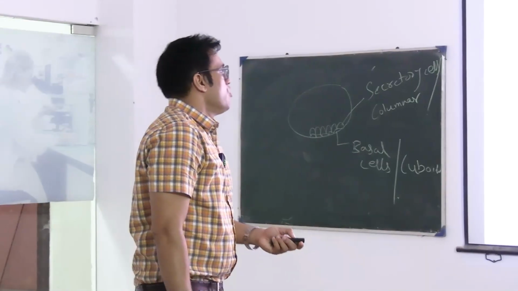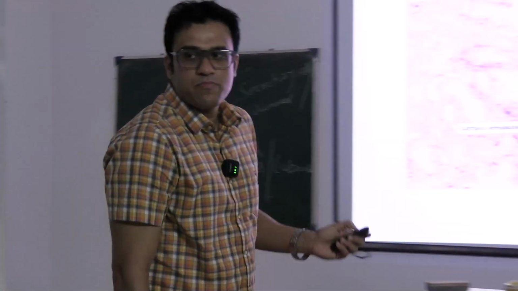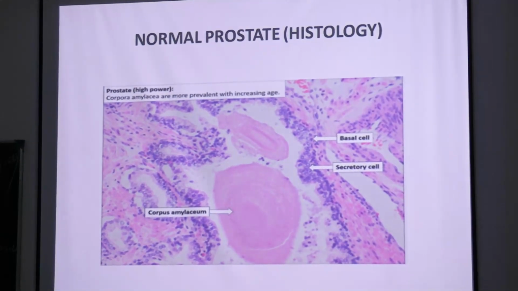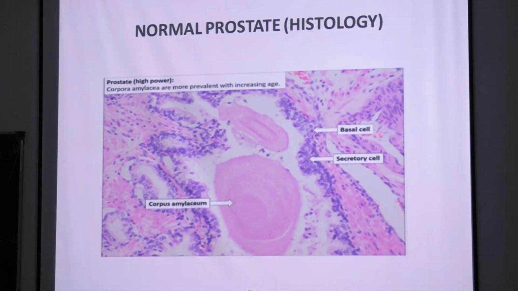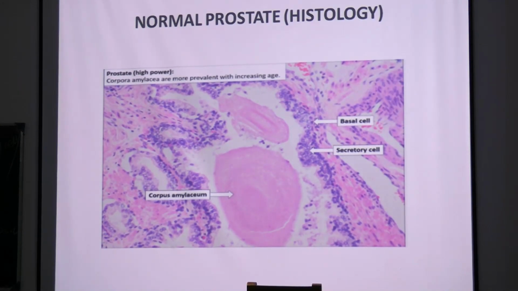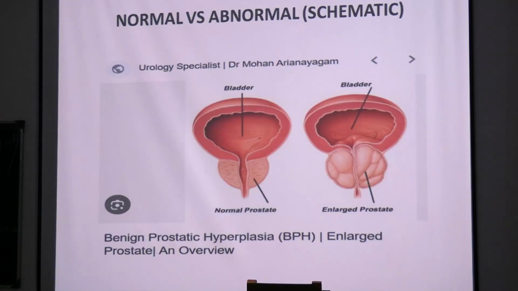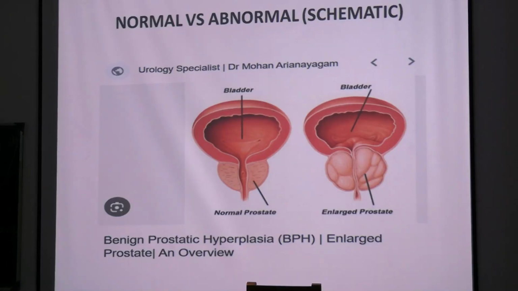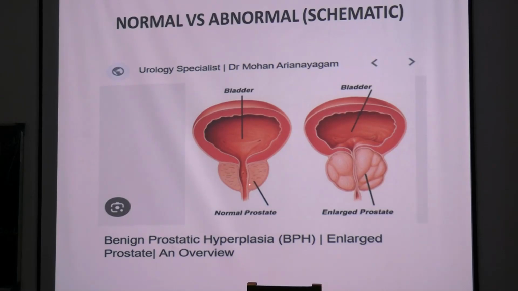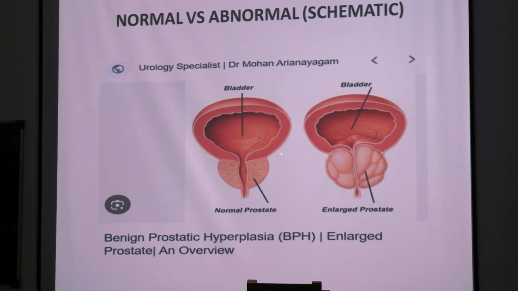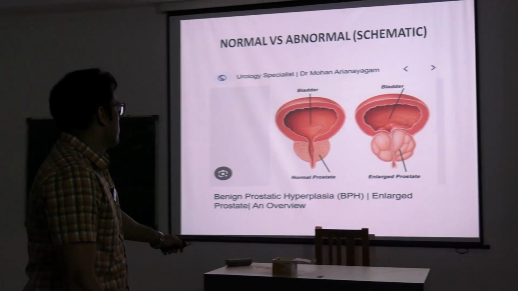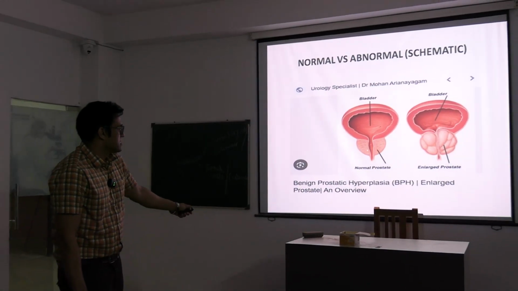Now, what happens in benign prostatic hyperplasia? What is hyperplasia? Increase in number of cells. But if we compare these two pictures, on your right, from the bladder, what is this? If this is the bladder, what is this? Urethra, fine. And this is the prostate.